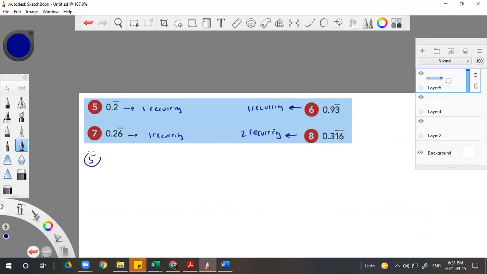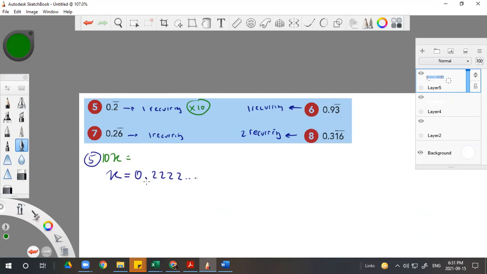So for doing number 5, I treat this 0.2 dash, which means 0.2222 and so on without ending, and I treat this as an x. And if I have one recurring decimal, I need to multiply by 10. So if I multiply this by 10, I will get 10x. I put it on top to make it simple. So 0.2222 and so on with never ending numbers.